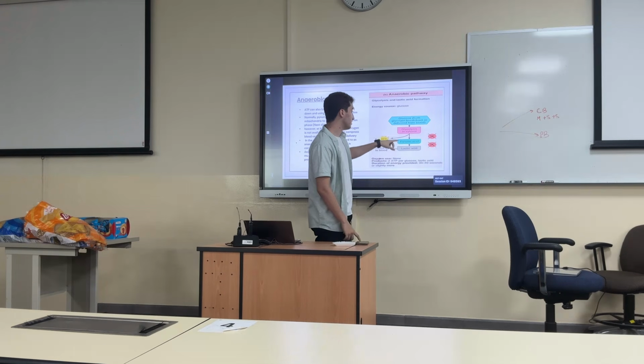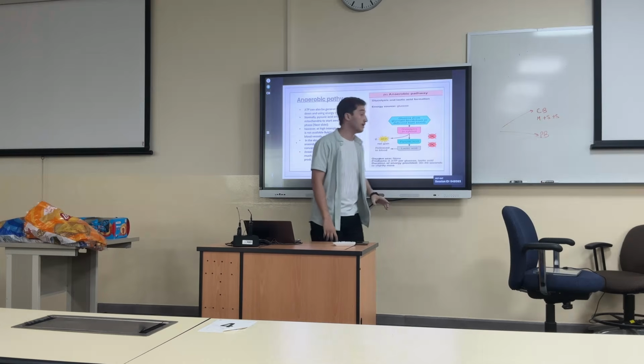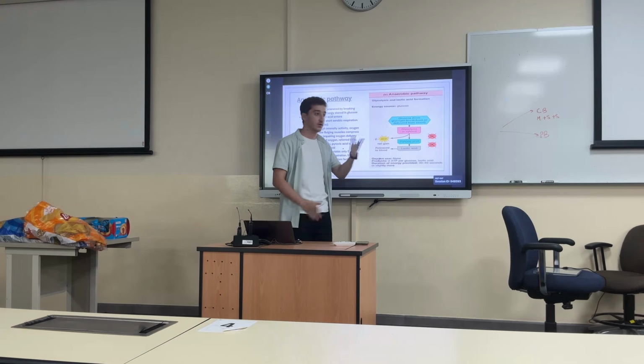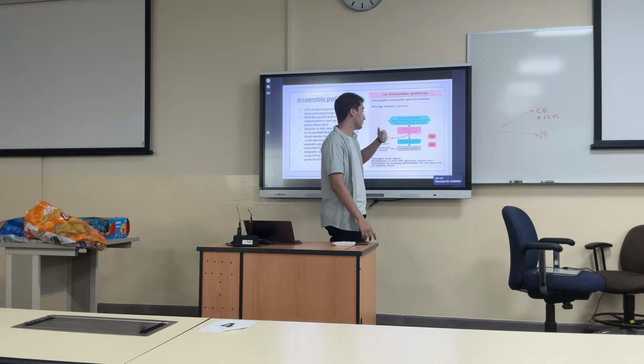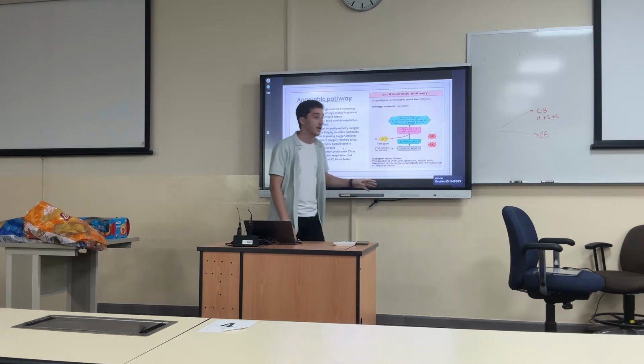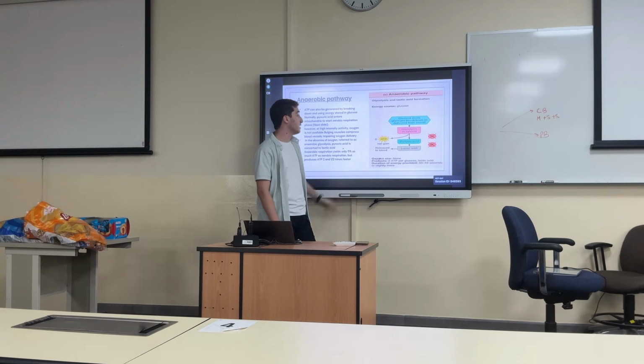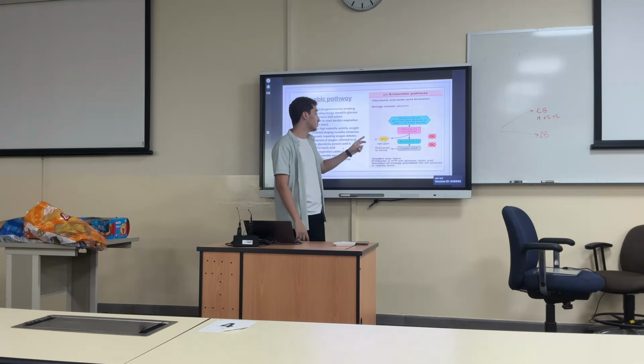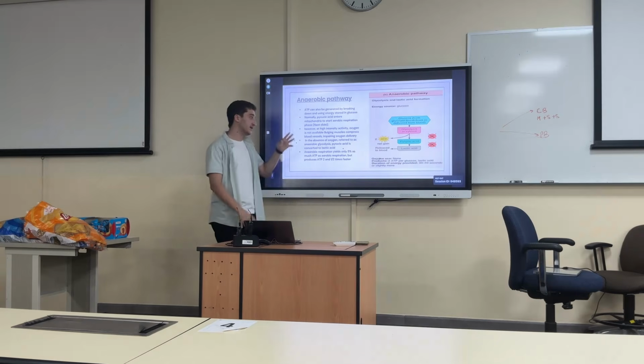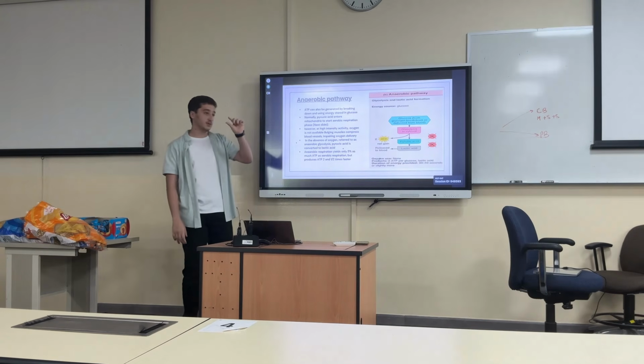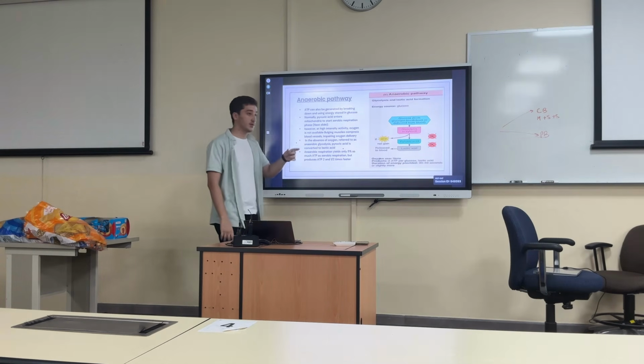And this pyruvic acid's destination will depend on the situation. In the anaerobic pathway, we don't have oxygen. For that reason, it's going to be converted in the cytosol or the cytoplasm into lactic acid, which will be released into the blood, and it will only produce 2 ATP molecules. So compared to the aerobic pathway, it produces only a small amount of ATP.